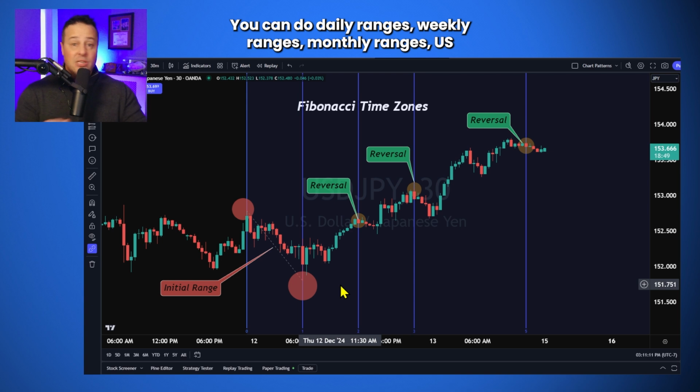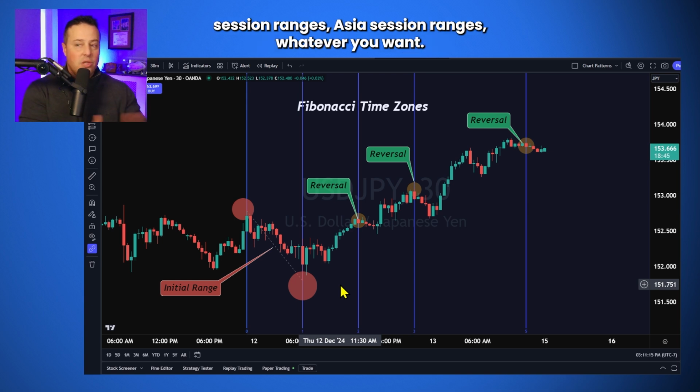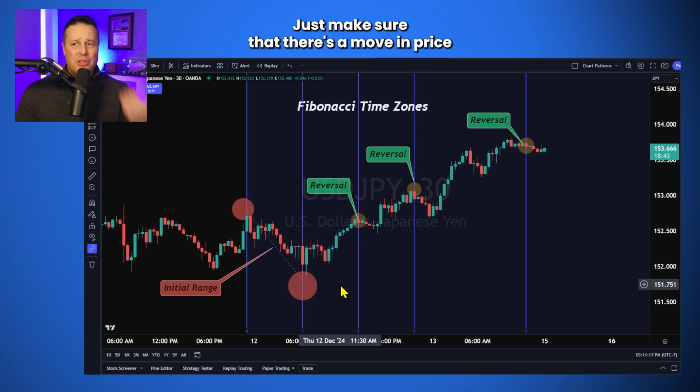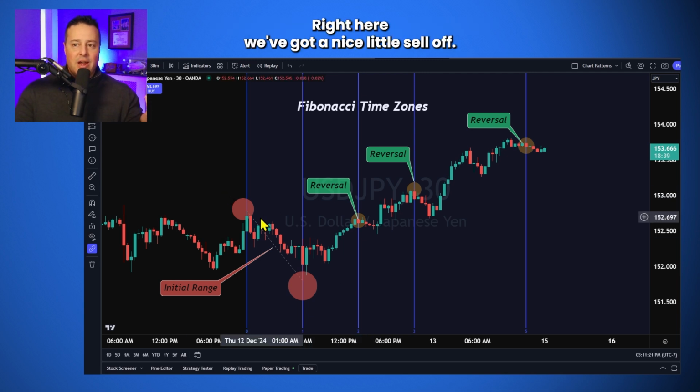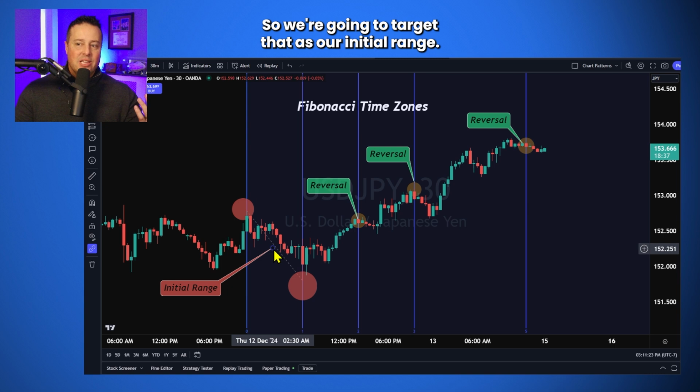You can do daily ranges, weekly ranges, monthly ranges, US session ranges, Asia session ranges, whatever you want. Just make sure that there's a move in price and that it's obvious and directional. Right here, we've got a nice little sell-off. So we're going to target that as our initial range.